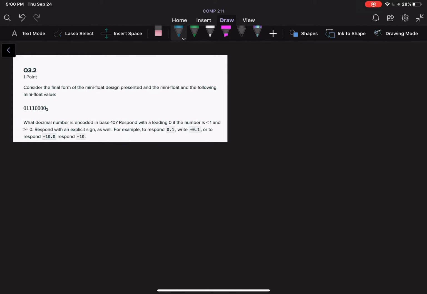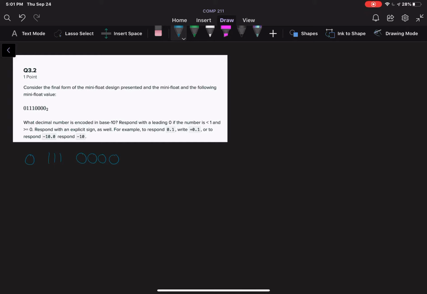Okay, so I'm just going to be working through problems 3.2, 3.3, and 3.4 from the Minifloat lecture. In all three problems, we're given a binary representation of a Minifloat, and we want to convert it back to decimal. So the first thing we can do is just break down the value we're given into its three parts. We know we can separate it into 1 bit for the sign, then 3 for the biased exponent, and then 4 for the significand. And then we can go ahead and start converting it back to decimal.